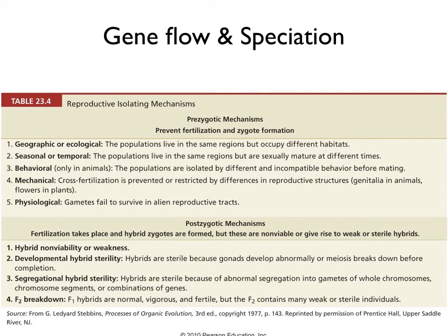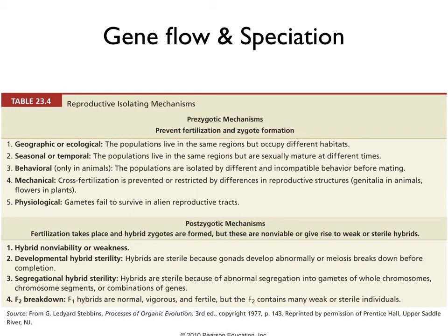So the postzygotic mechanisms, these are mechanisms that keep populations isolated from one another allelically, despite the fact that individuals of each species might come together and mate and produce offspring, but their offspring might be weak or just non-viable. They might be sterile. This is the case in horses and donkeys. When you breed those, you get a mule. Mules are sterile. And so the gene pools of horses and donkeys are actually kept apart.